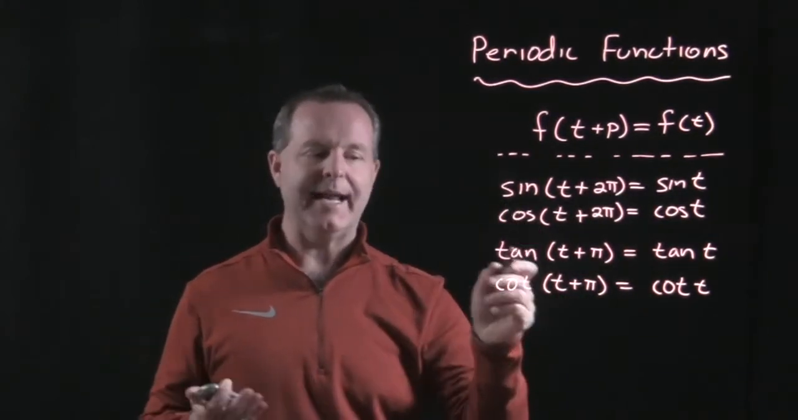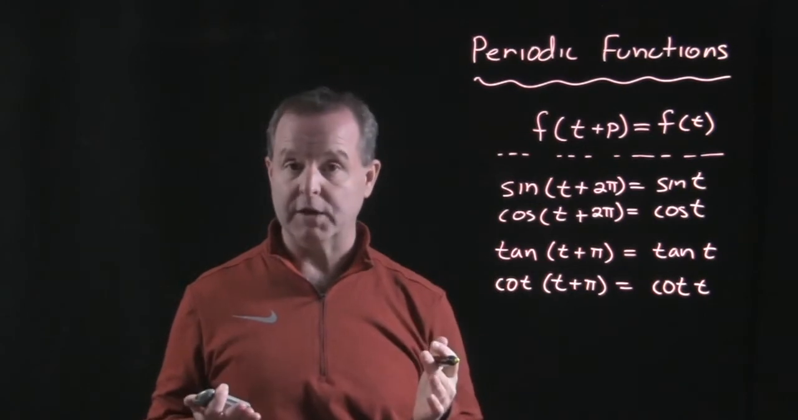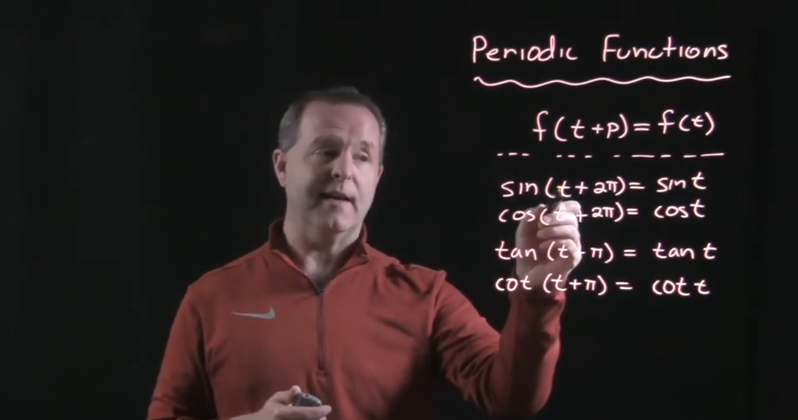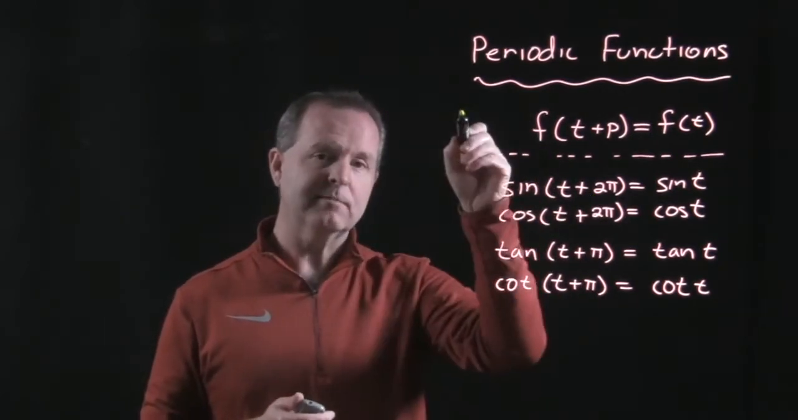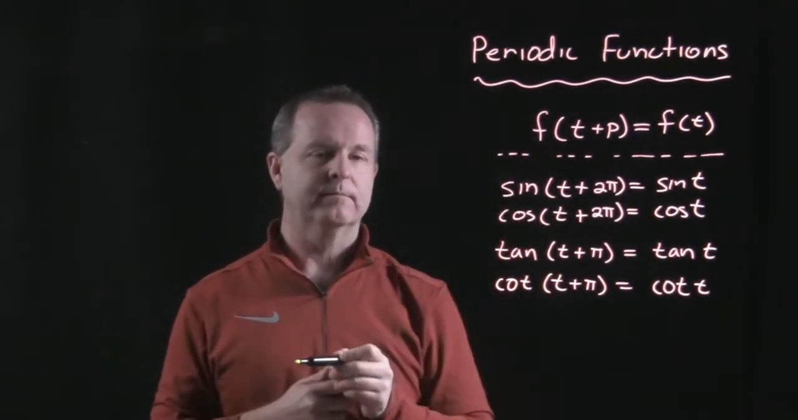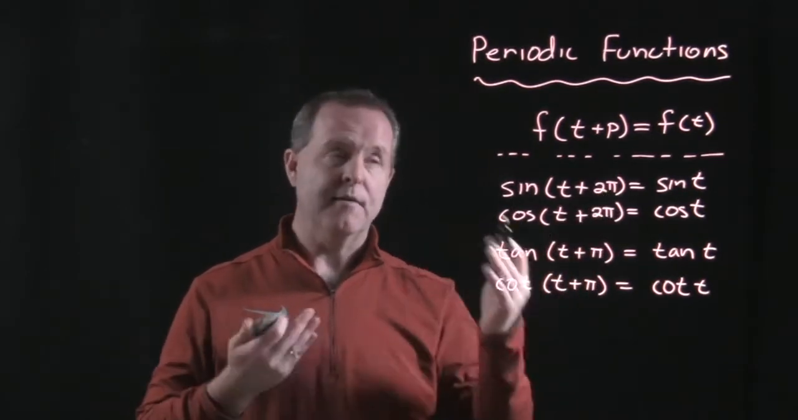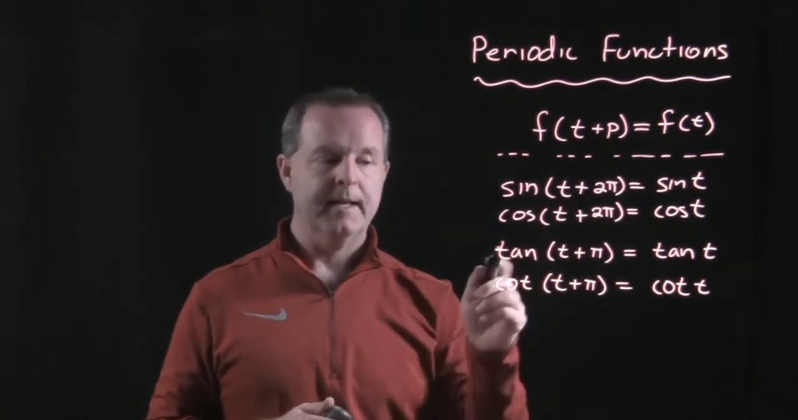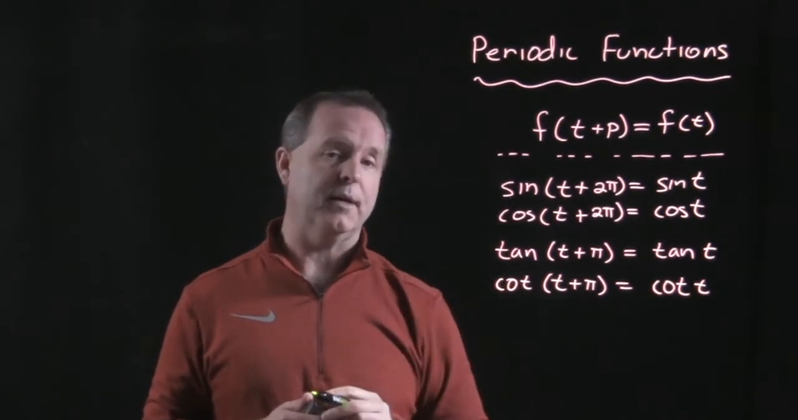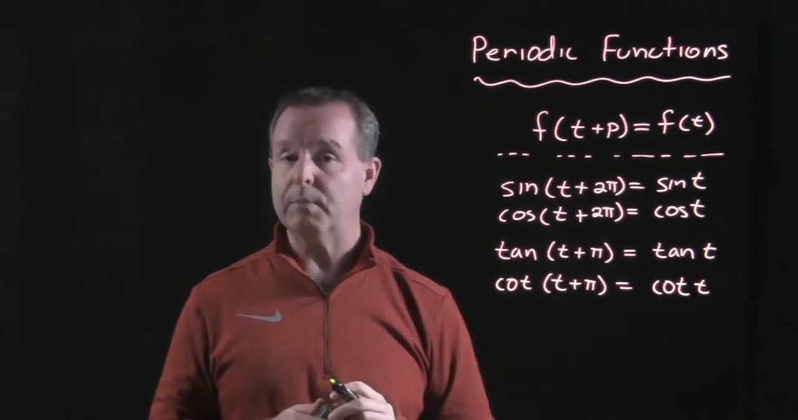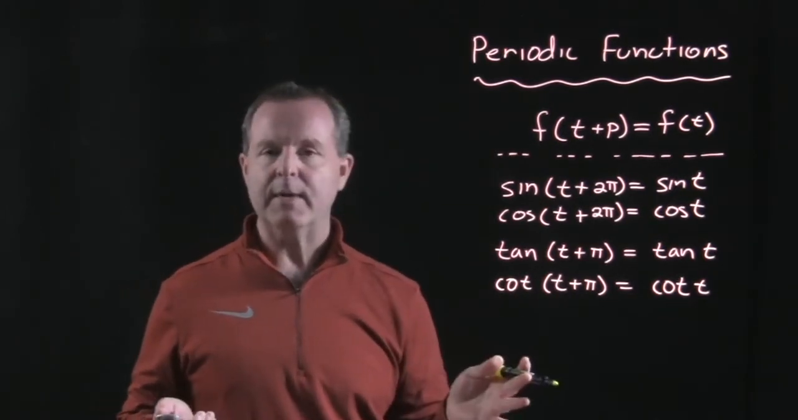Sine, cosine, tangent, and cotangent are periodic functions. Sine, as you know, if we find some value t and then we add a full revolution to it, we're right back to where we started. So sine and cosine have periods of 2 pi. Tangent and cotangent are also periodic, but their period repeats every pi units, not every 2 pi units. So how can we use that?